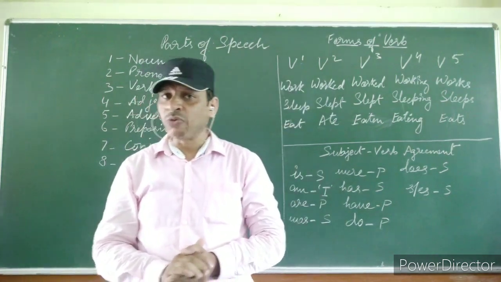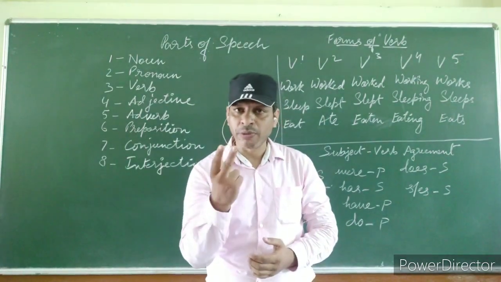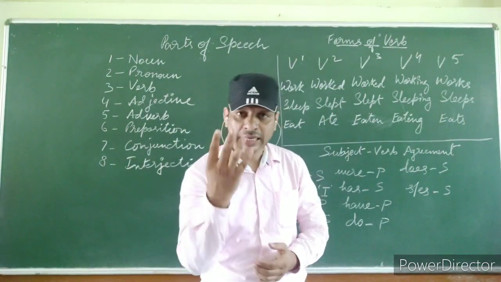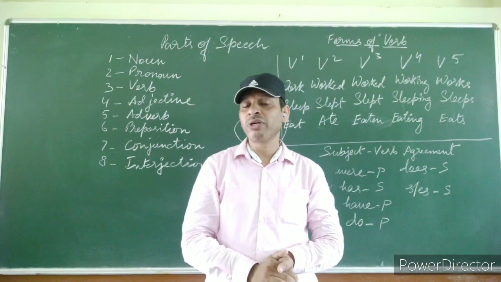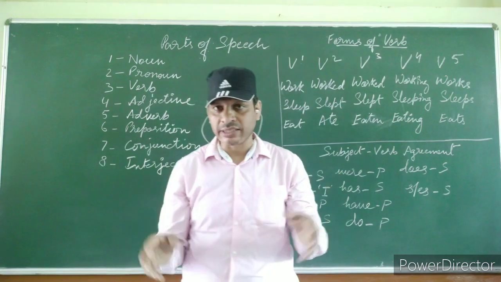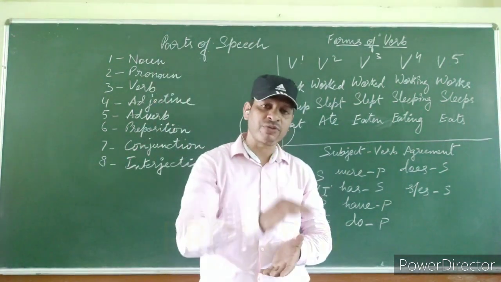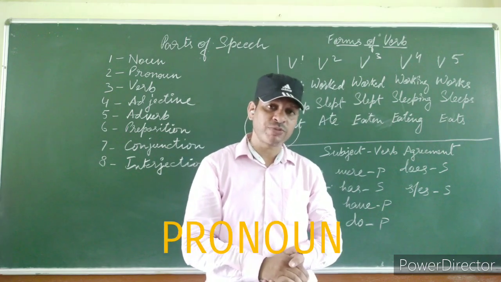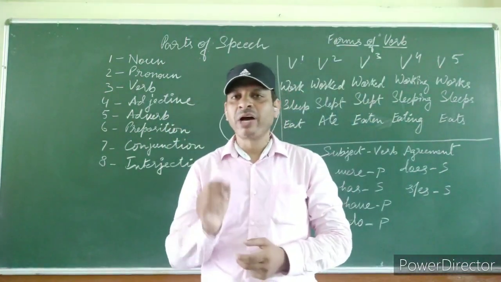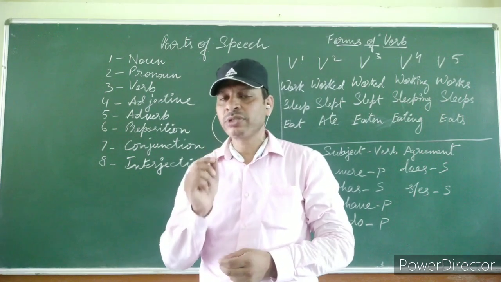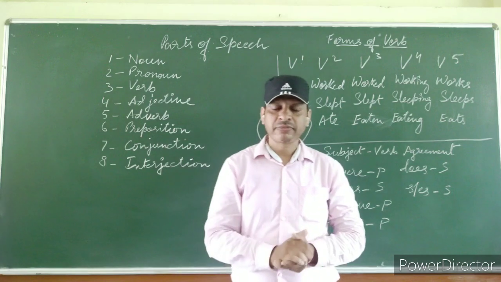What are the types of nouns? Basically there are 4. Common noun, proper noun, abstract noun and collective noun. Now we shall not go into the details of all these things. We will just study the basics. Now let's move to the next part of speech, and you know what is the next part of speech in sequence? Pronoun. Pronoun is a word that is used in place of a noun.